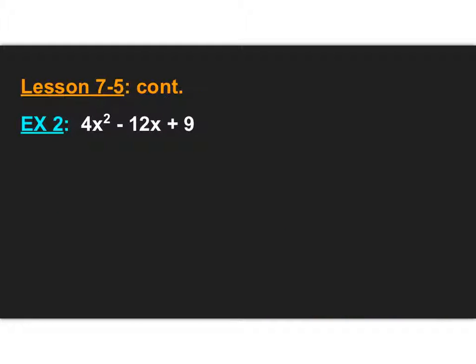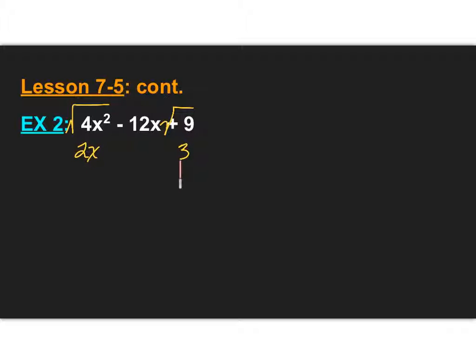For example 2, if we're going to determine if it's a perfect square trinomial, look at your bookends. First test is, are they positive? Yes. Second test is, are they perfect squares? This one and this one. Well, let's test it and see. The square root of 4x squared: the square root of 4 is 2, the square root of x squared is x. Square root of 9 is 3. So they are perfect square bookends.